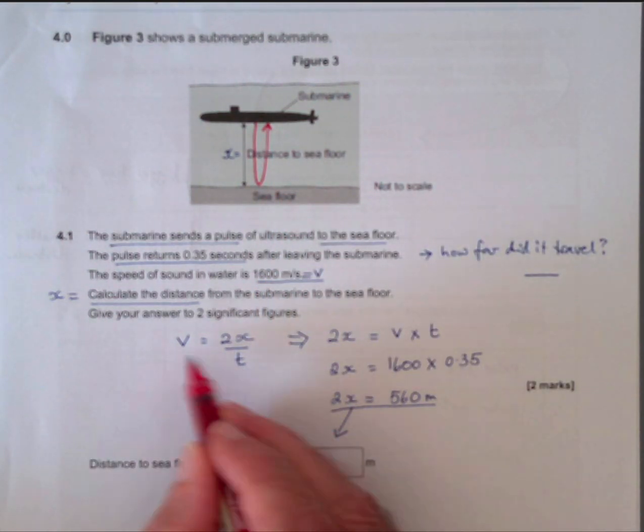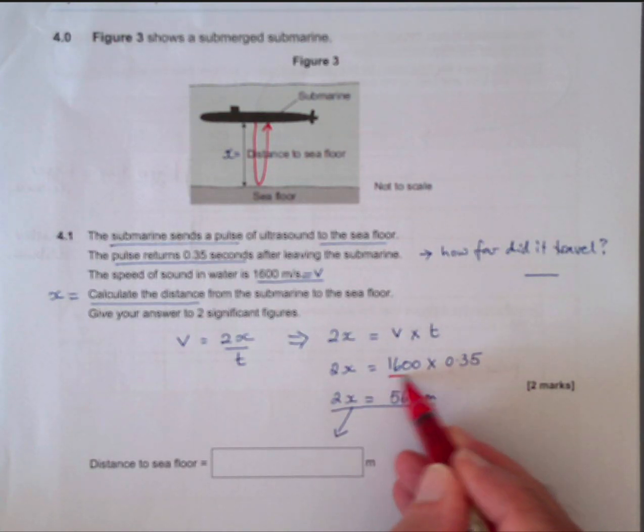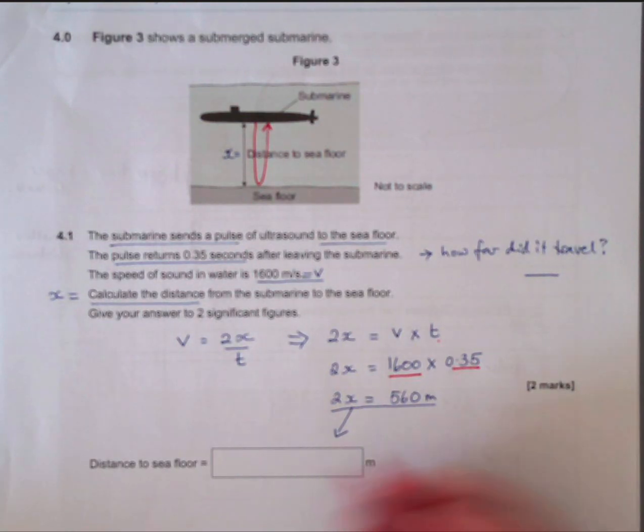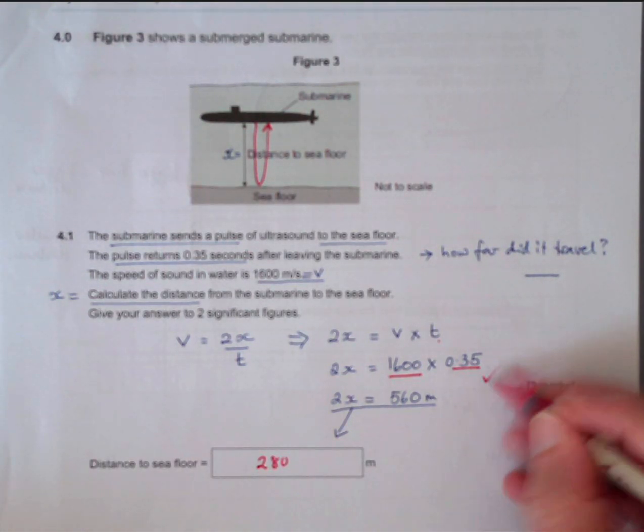So 2x over t is the velocity. We know the velocity is 1600. We know the pulse time is 0.35. So 2x is 560 meters. That means the distance to the sea floor is 280 meters. That's how you get the 2 marks. Okay?